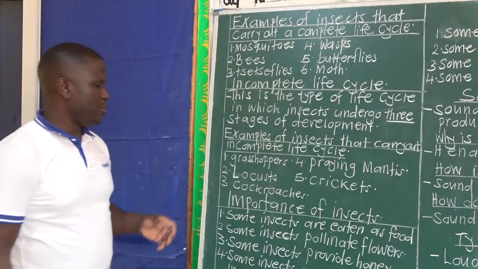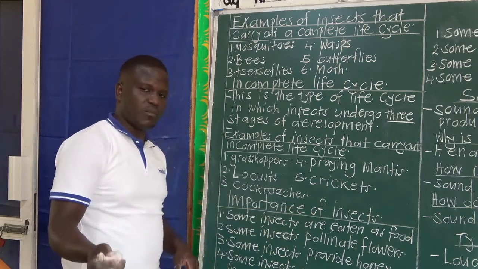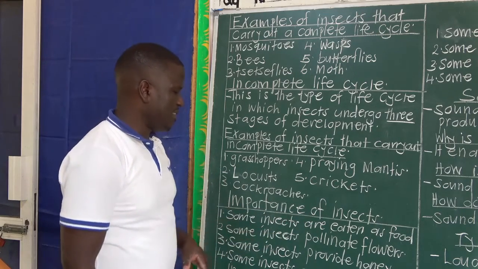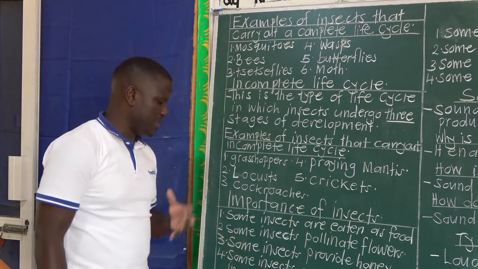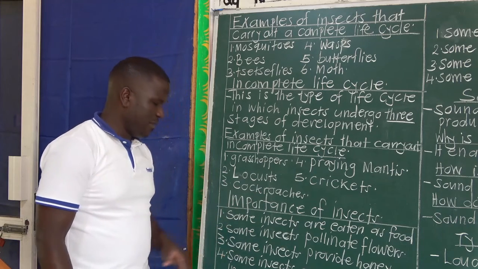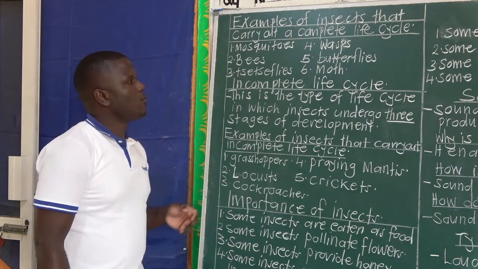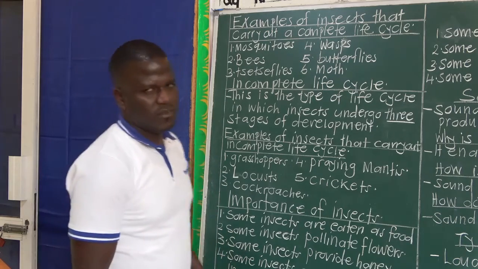Importance of insects. How are insects important in our daily life? Some insects are eaten as food, like grasshoppers and locusts. Some insects pollinate flowers, like bees and butterflies. Some insects provide honey, like bees. Some insects are sold to get money, like grasshoppers can be sold to get money.